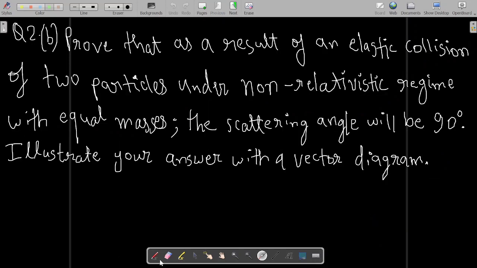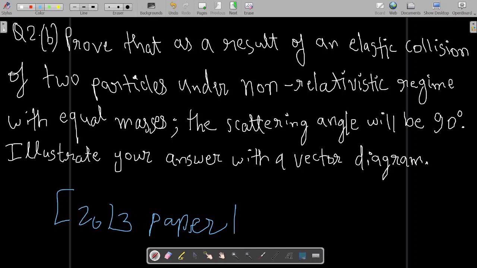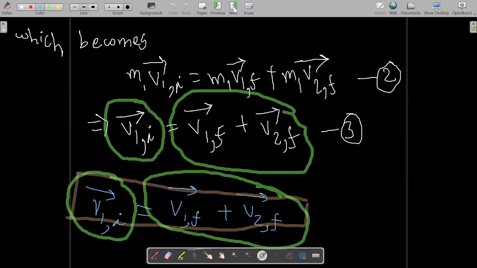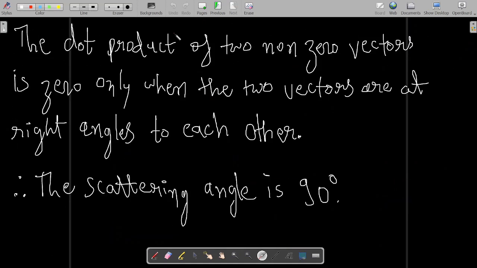This was asked in the year 2013, paper 1, physics optional, UPSC. So in this way you had to solve this particular question. Now we will move on towards question number 2C in the next class.